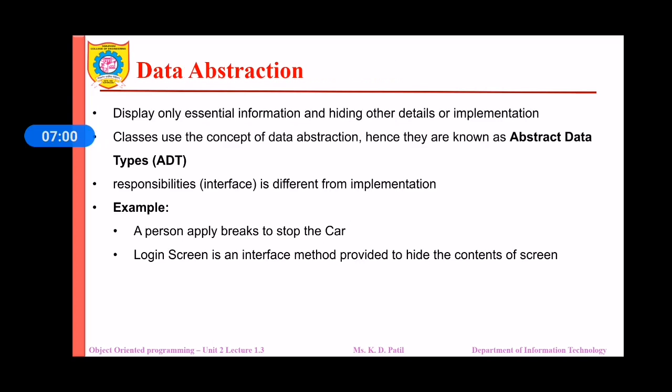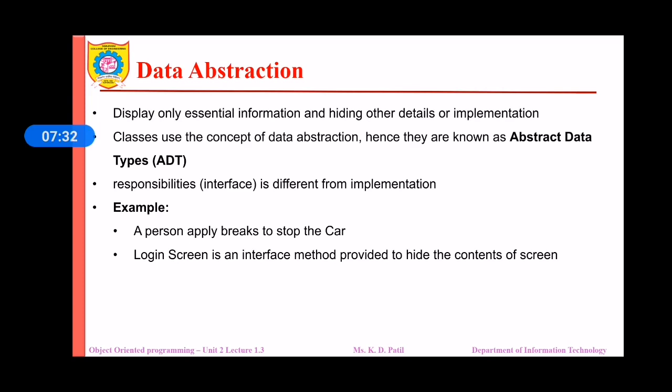Abstraction displays only essential information and it hides other details or implementation from the user. Classes use the concept of data abstraction and hence they are known as abstract data types. Data abstraction enables the developer to keep the responsibilities, that is interface, different from the implementation. Now let me give you an example of data abstraction.